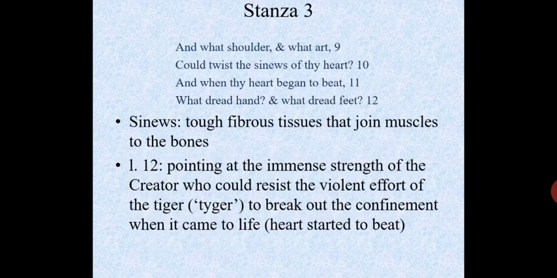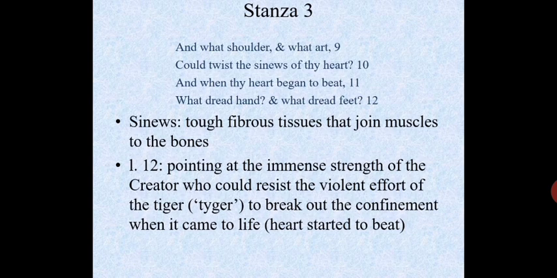So let's move on. Stanza 3. And what shoulder, what art could twist the sinews of thy heart? And when thy heart began to beat, what dread hand, what dread feet? Now what shoulder, what art could twist the sinews of thy heart? Now sinews are the tough fibrous tissue that join muscles to the bones. You know about these fibrous tissues that join the bone to the muscle.